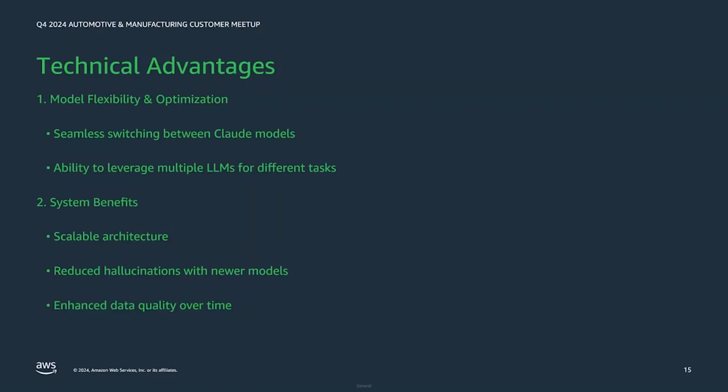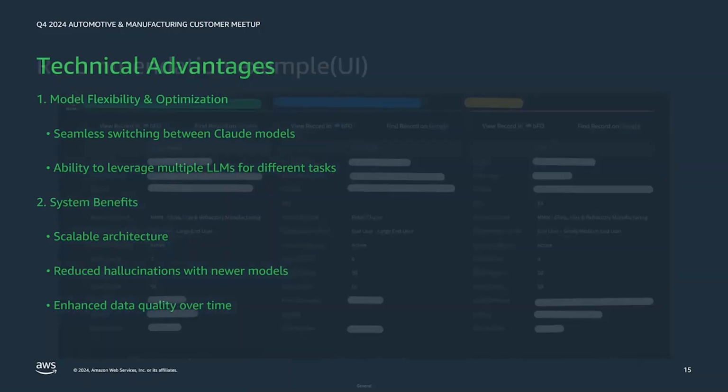We also have the ability to leverage multiple LLMs. Prior to this, we were leveraging two different LLMs. For the initial Google search and Dun and Bradstreet API, we were using a faster, less costly model to prepare the prompt for us. But now we have switched over to 3.5 Sonnet V2 completely throughout the process, though we do have the ability to use multiple models. The architecture is highly scalable. It reduces hallucinations with newer models, of course, and there's enhanced data quality over time.